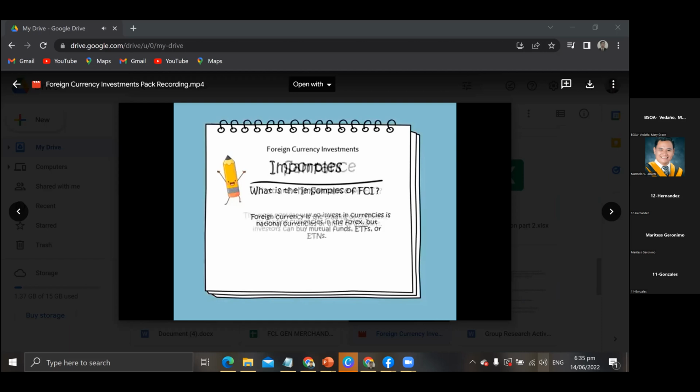What are the samples of foreign currency investment? The most popular way to invest in currencies is by trading currencies in the forex, but investors can buy mutual funds like ETFs or ETNs. An ETF, or exchange traded fund, is a type of investment fund and exchange traded product, traded on stock exchanges. An ETN is a bond issued by a large bank or other financial institution.